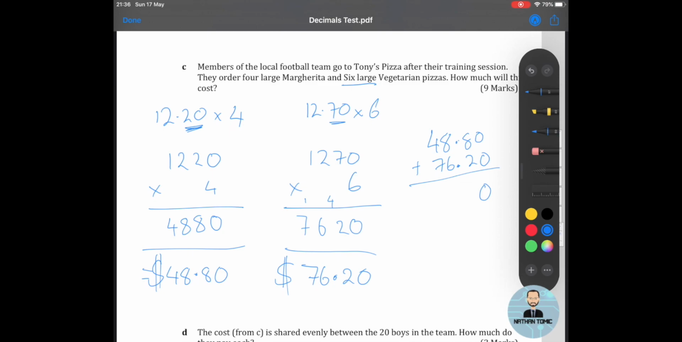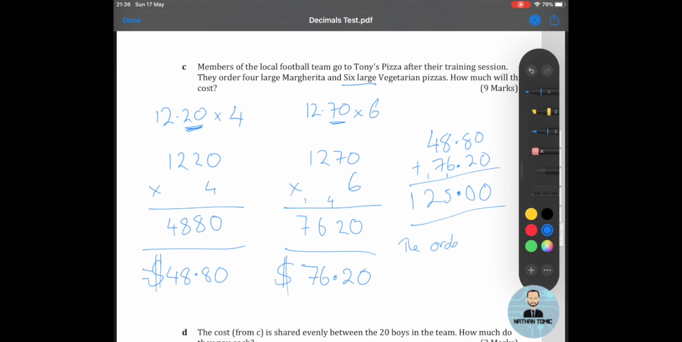So 0 and 0 is 0. 8 and 2 is 10, so we bring that one up. Don't forget your decimal point, keep it lined up. 6 and 8 is 14, plus the 1 is 15. And 7 and 4 is 11, sorry, plus the 1 is 12. Okay, so we have 125.00, but again, it's a dollar amount, and it's a worded question, so for space, we're just going to write it out in one hit.